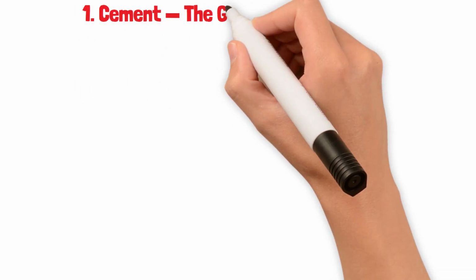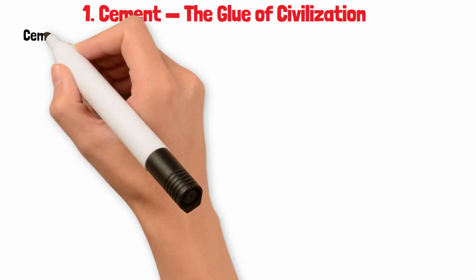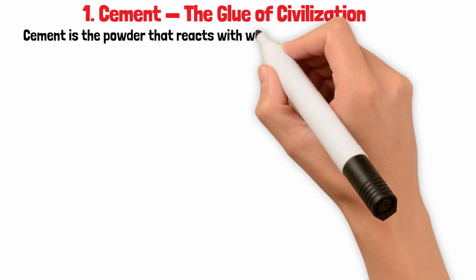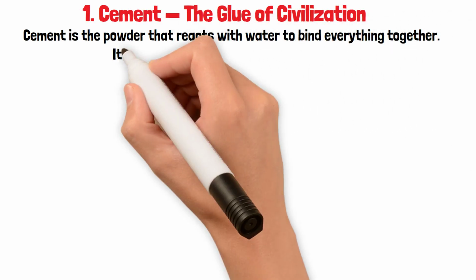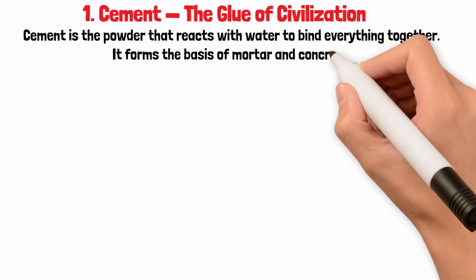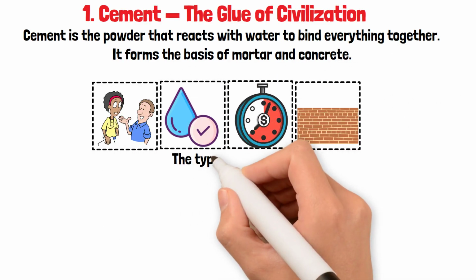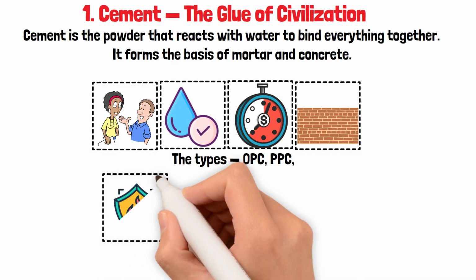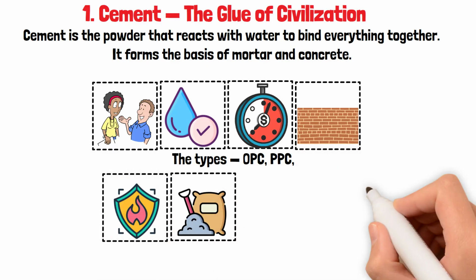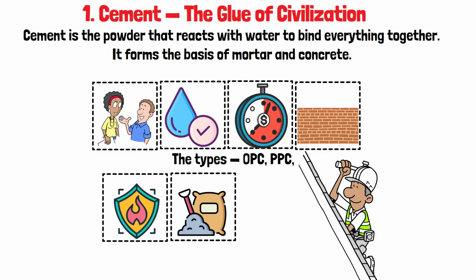1. Cement, the glue of civilization. Cement is the powder that reacts with water to bind everything together. It forms the basis of mortar and concrete. Students must understand hydration, setting time, strength development, and the types: OPC, PPC, rapid hardening, low heat cement, because exams love these distinctions and real projects depend on them.